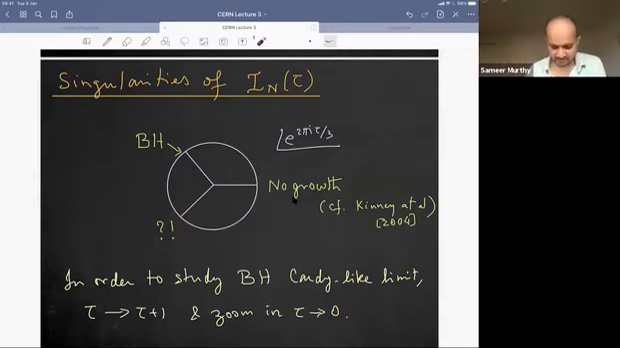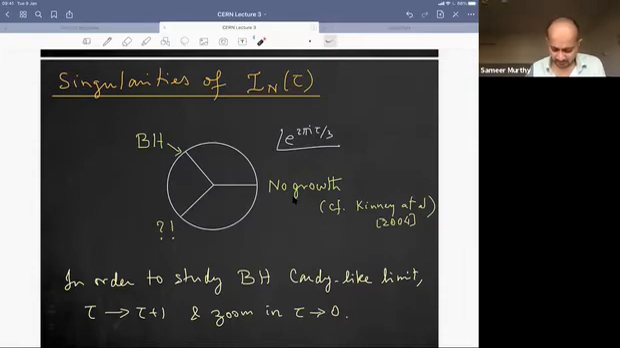If you want one takeaway message, it is this. If you write everything in terms of e to the 2 pi tau, what you get is a triple cover of the complex plane. These 3 points look to be on the same point. I mean, they project down to the same point, but in fact, in the covering space, they're different.